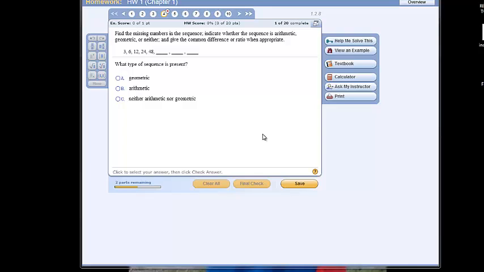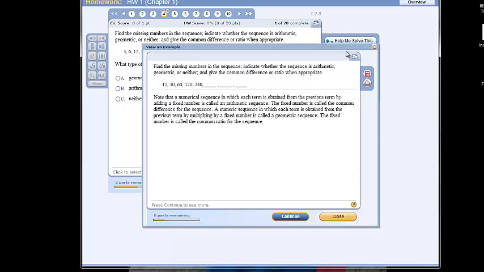If you're sitting here and you look at this problem and you have absolutely no idea how to do it, click over here on View an Example. And you see that you have a similar problem, but you have a different sequence here. First of all, you have to determine whether you have an arithmetic or geometric sequence, or maybe even no sequence at all. So first they go through here and explain the differences between the types of sequence. You read that, then you can click Continue.